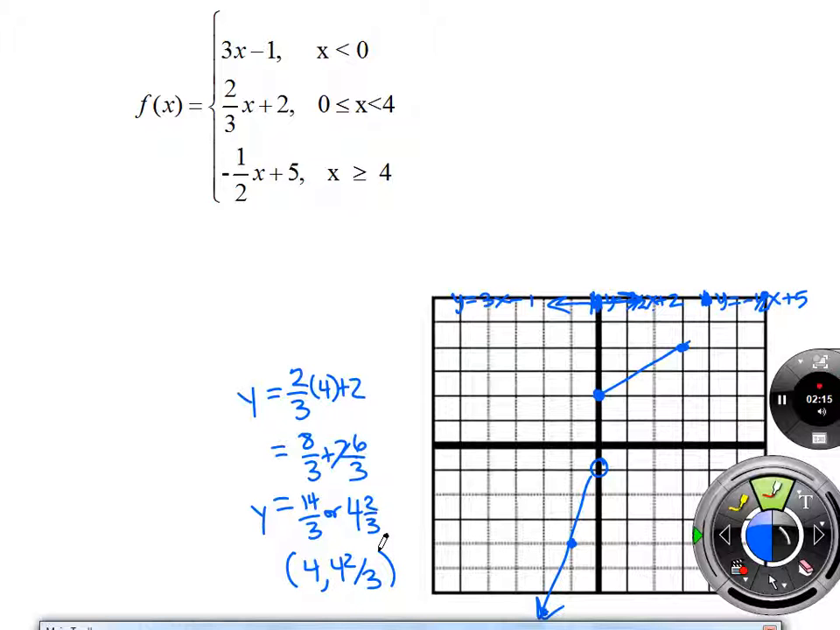And remember, this is an open endpoint because it's just a boundary. So 4 comma 4 and 2/3 would be somewhere there. That's where I would connect that line to.